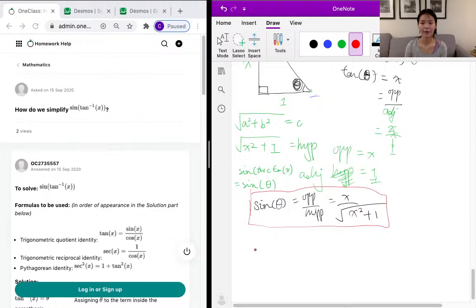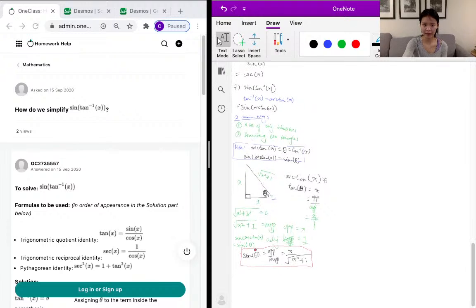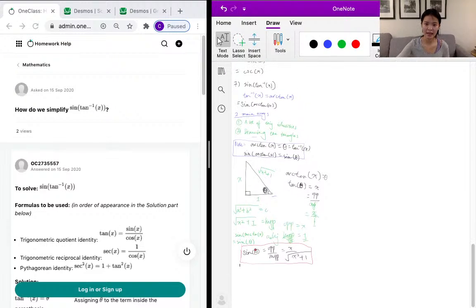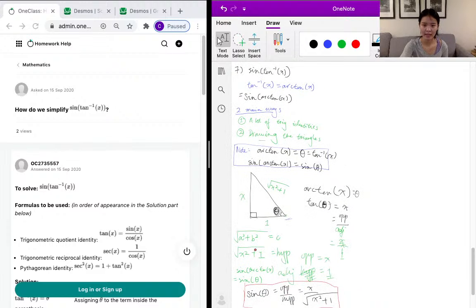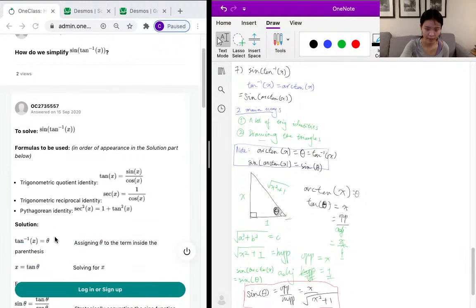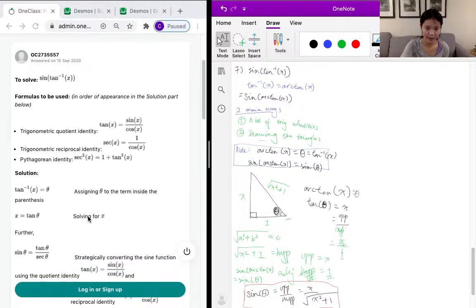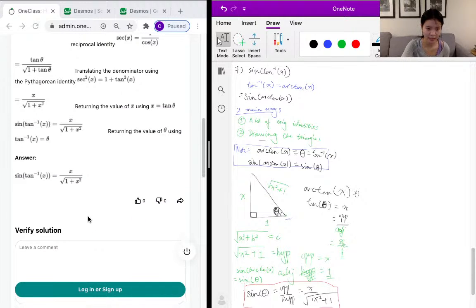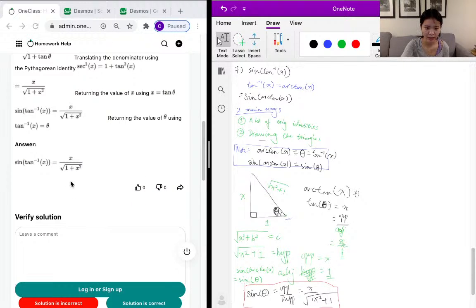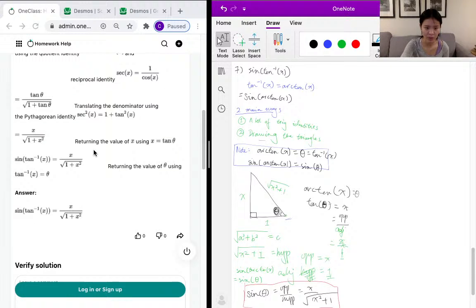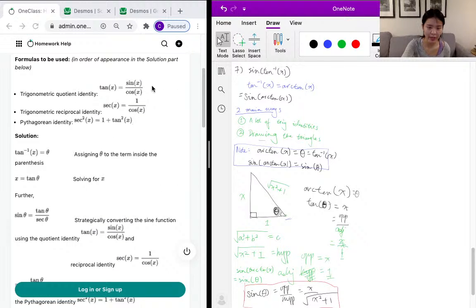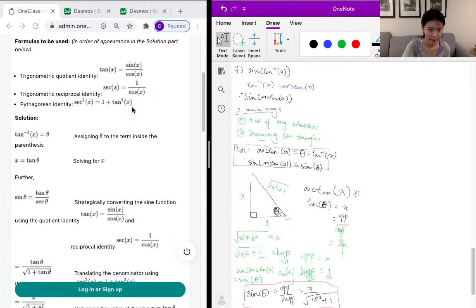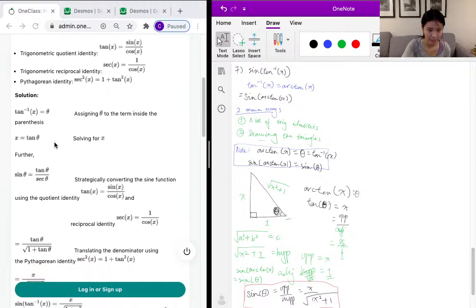Excellent. Now, this concludes our problem of simplifying the expression sine of arctangent of x. Now let's look at the sample solution on our left-hand side. They used the first way, which is using trig identities. It is quite long, but at the end they arrive at the same answer as us, which is x over the square root of 1 plus x squared. Nice, and these are the 3 trig identities that they used.